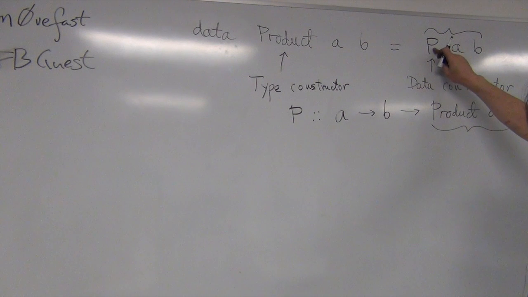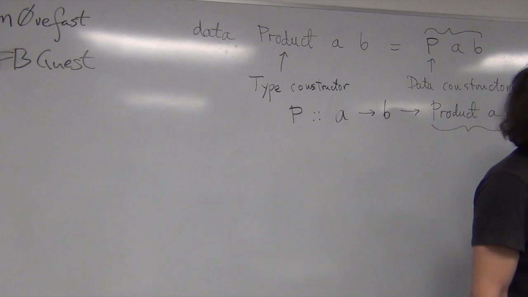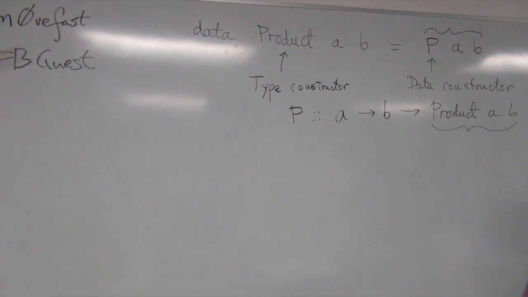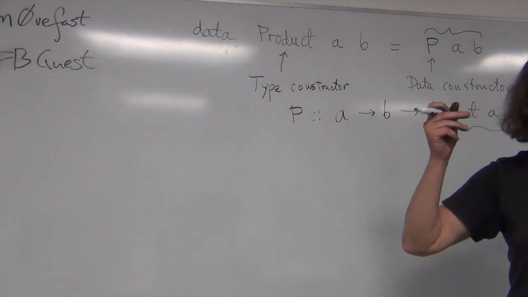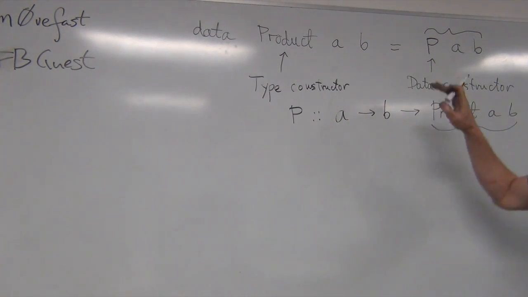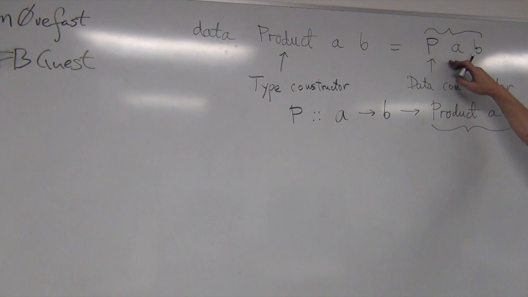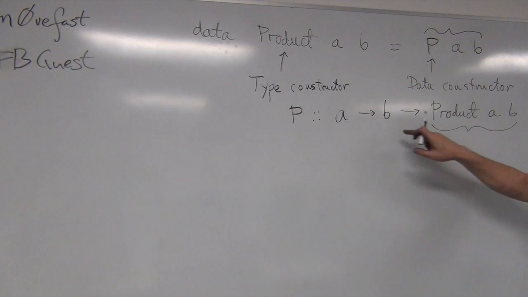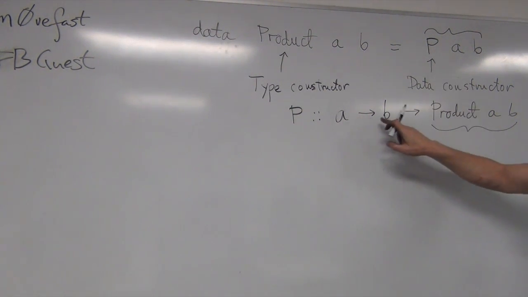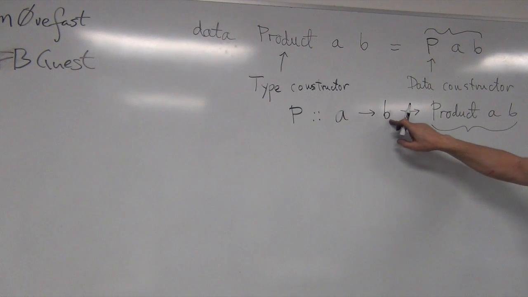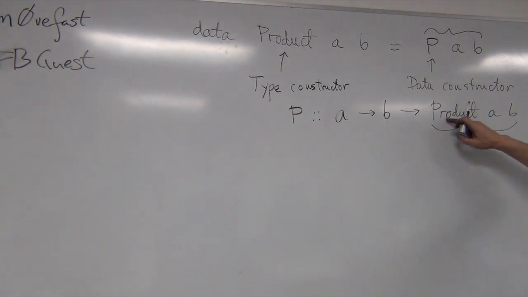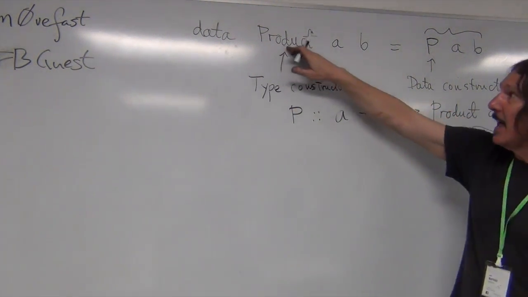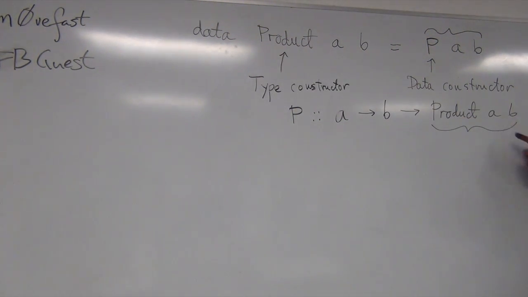P is a function that takes type A and type B. So the right-hand side is also a type definition. You see, it has capital letters, which means it's related to types. And this is a simplified signature of the type of the data constructor. And data constructor P is a function. In this case, it's a function of two arguments. The first argument is type A, the second argument is type B, and what it produces is an element of a product of A B.